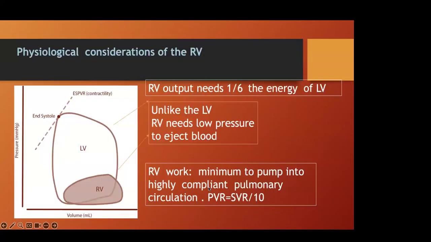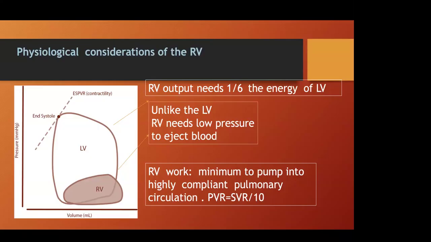For other physiological considerations, the RV needs less energy to pump, unlike the left ventricle. It needs only one-sixth of the energy. The work done by the right ventricle is much less, and the PVR is much less when compared to SVR. SVR is in thousands, whereas PVR is in just two digits. So it's only one-tenth of the resistance.